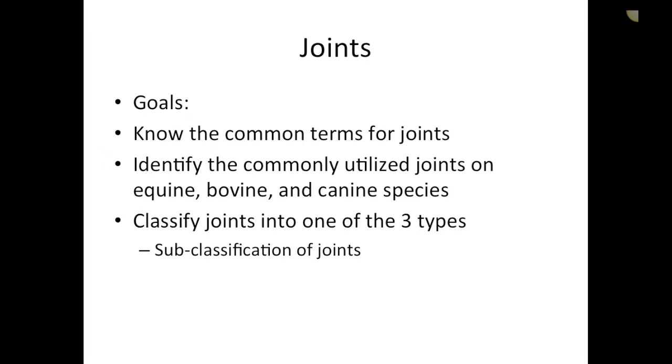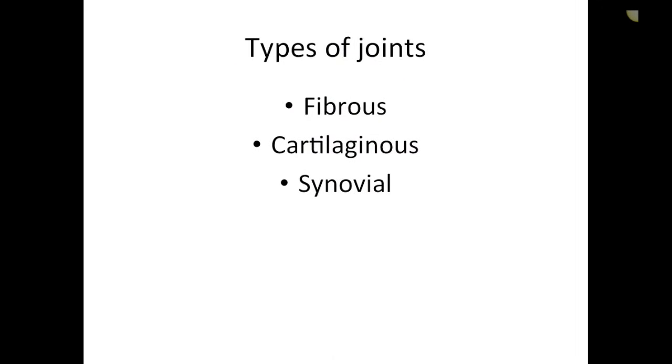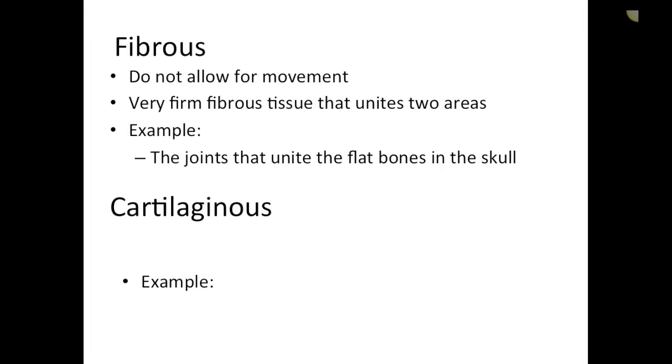Joints. The goals: know the common terms for the joints. Identify the commonly utilized joints on equine, bovine, and canine species, and classify the joints into one of the three types. I also want you to subclassify the joints as well. So the three types of joints, we've got fibrous, cartilaginous, and synovial. Fibrous do not allow for movement. Very firm fibrous tissue that unites two areas. The examples are the joints that unite the flat bones in the skull, and there are little sutures between them that unite these bones and keep them solid.